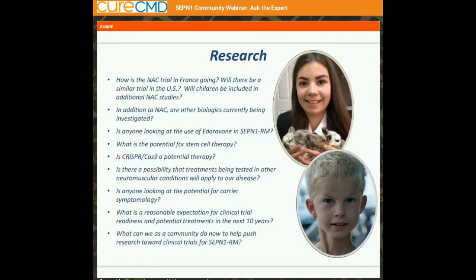As for carriers, I'll let others comment in a minute, but I'm not aware specifically of studies like that, but in natural history studies like the CMDIR and in my lab and others, we're always asking questions about the parents to kind of identify whether or not a carrier might have symptoms, and I'm not aware of such. Somebody was about to say something.